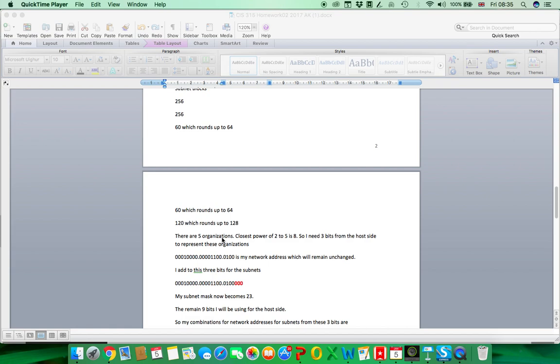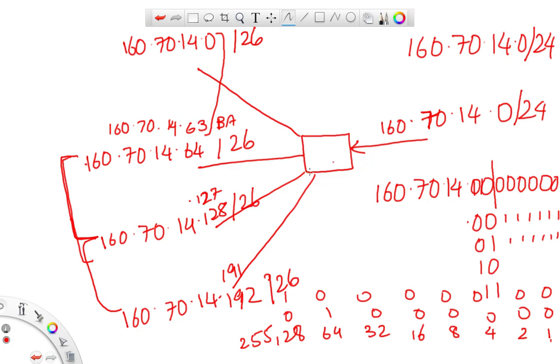Now, there are 5 organizations. Okay, now remember, there are different ways in which you can do this. This is one way I'm showing you here. So we are having 5 organizations. The closest power of 2 to 5 is 8. Okay? Remember, in this example, what did we do? We wanted to divide it into 4, right? So we took here 2 bits because we can easily represent 4 subnets in 2 bits.